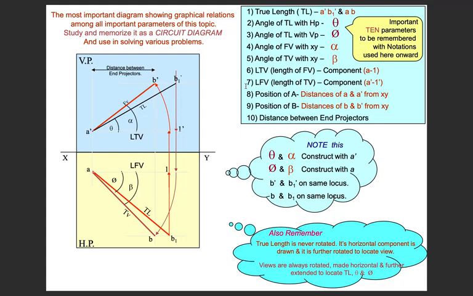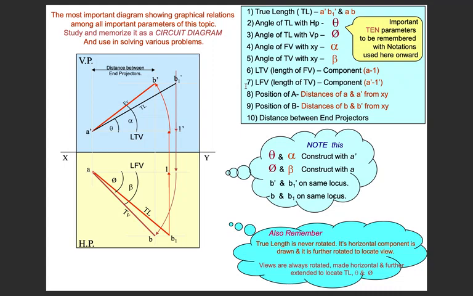The true length TL, A dash B1 dash and AB. Angle of TL with HP is denoted by theta. Angle of TL with the vertical plane is denoted by phi. Angle of FV with XY is alpha. Angle of the top view with XY is beta.